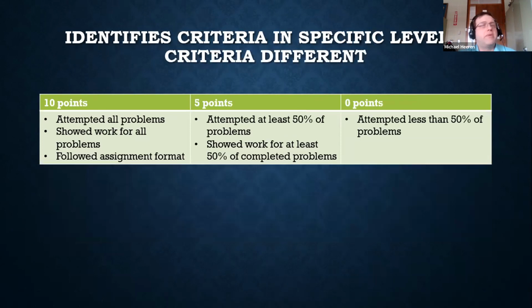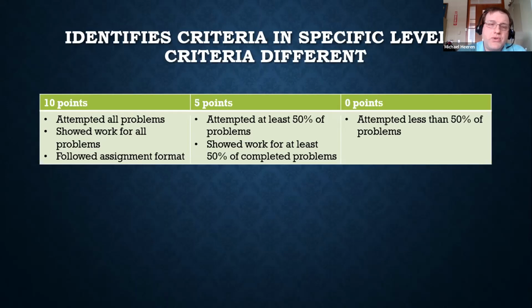Now, here's another type of rubric that you can be looking at and using. It identifies the criteria in specific levels, and the criteria are different. This isn't just another way to think about it, not saying good, not saying bad, but just some way to look at it. For example, for full credit, and I teach math classes, so that's why it looks like a math type of assignment: the student attempted all their problems, they showed the work for all the problems, and they followed the assignment format. So it's very clear as to what the student had to have done to earn all 10 points.